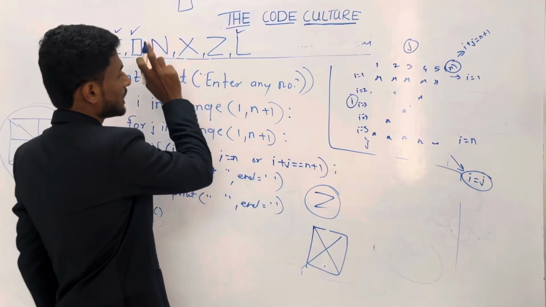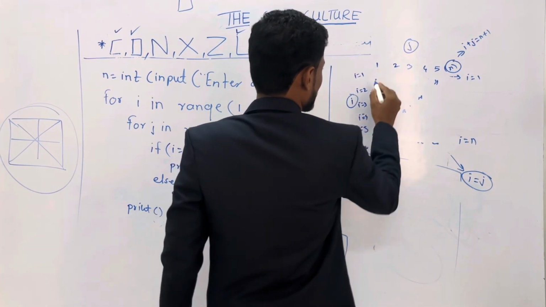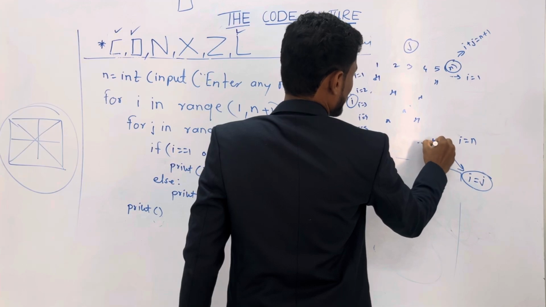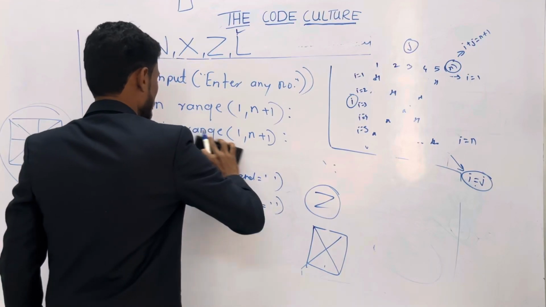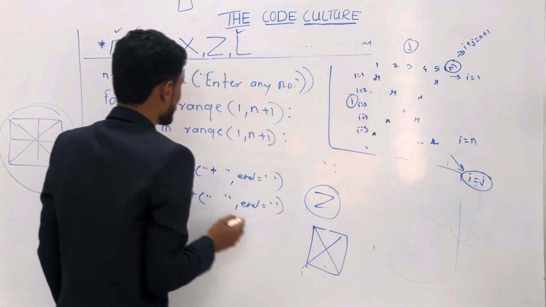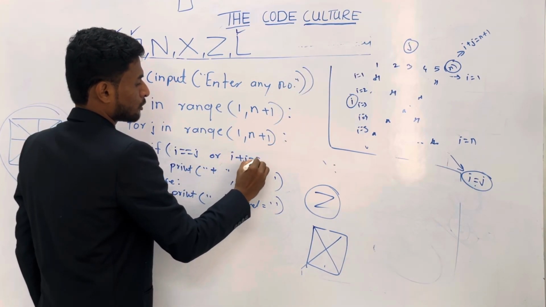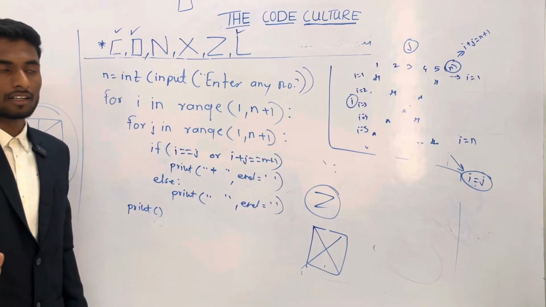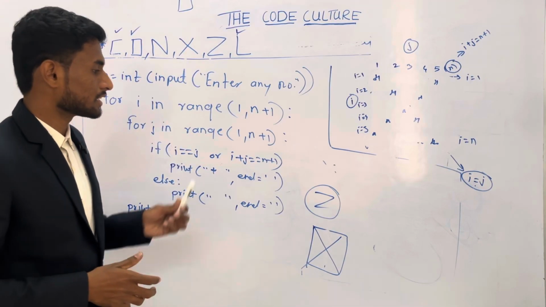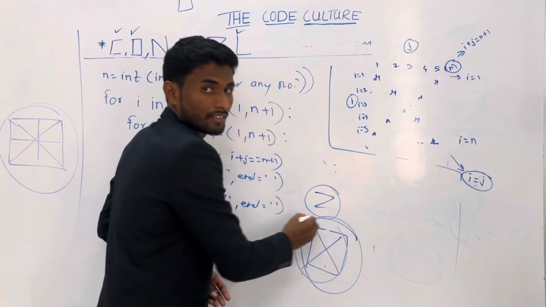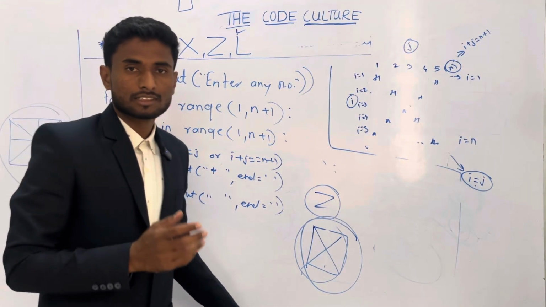Next, just X is remaining. For X we have to print just two diagonals. This is the first diagonal, this is the second diagonal. What is the equation of this? I equal to j. So we need just two conditions. The first condition is for the first diagonal, that is I equals to j, and the second diagonal is I plus j equal to n plus 1. Got it? So this is all about the alphabets, and all the alphabets are based on these six equations only. So let's execute all these programs in Google Colab.